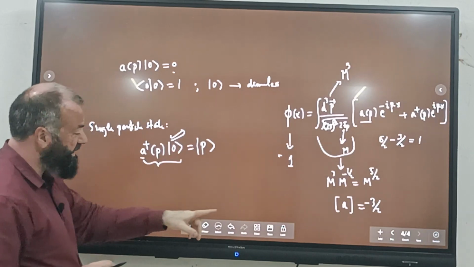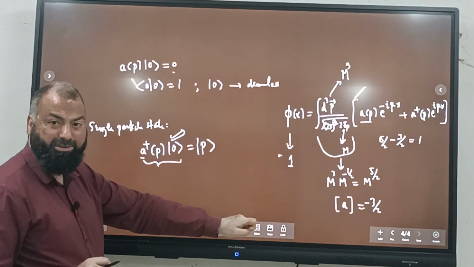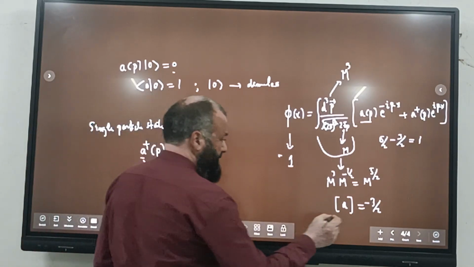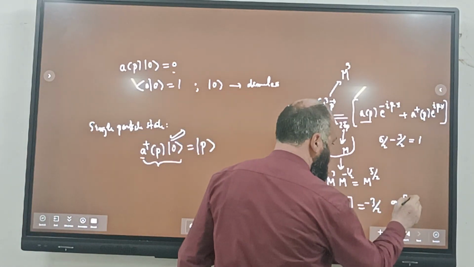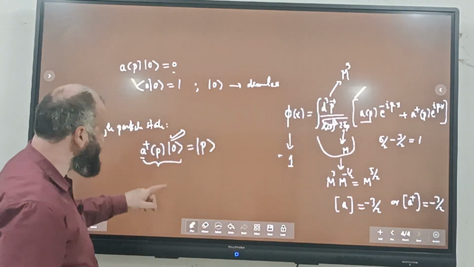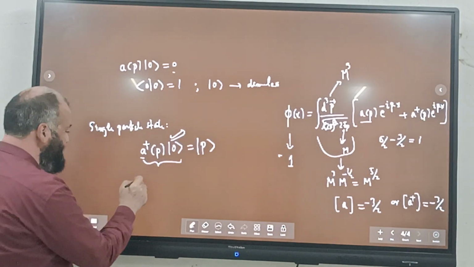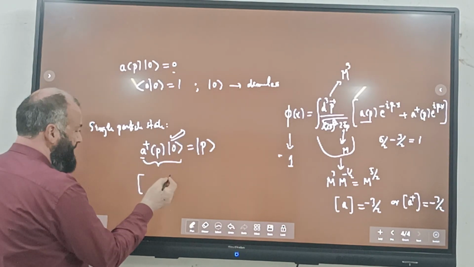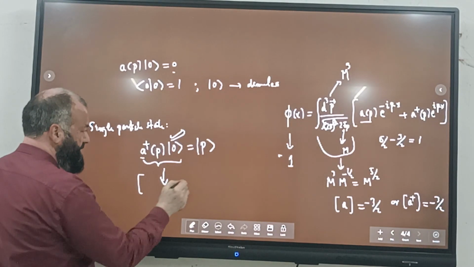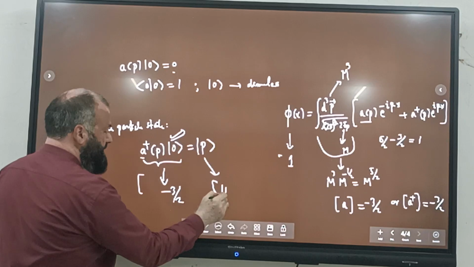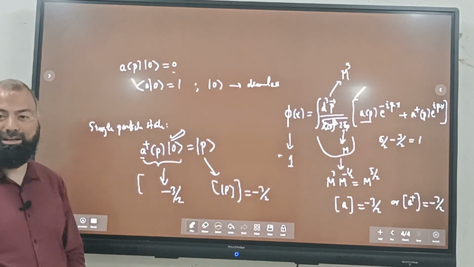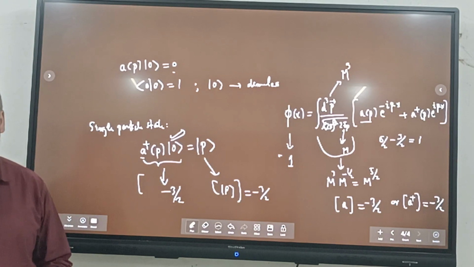Now the dimension of A is minus 3 by 2, which means the dimension of A dagger is also minus 3 by 2. So the dimension of this object is minus 3 by 2, which means the dimension of this state ket is equal to minus 3 by 2. So you have a dimensional quantity.